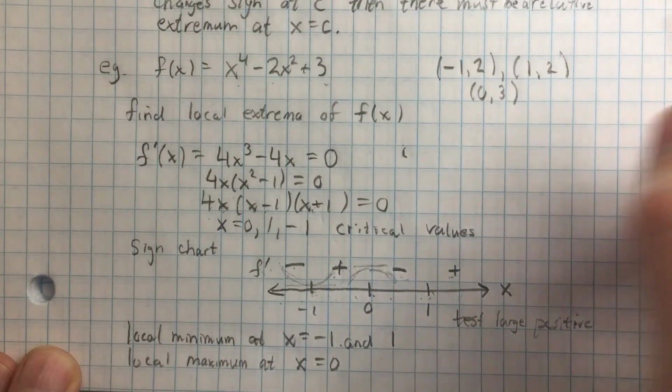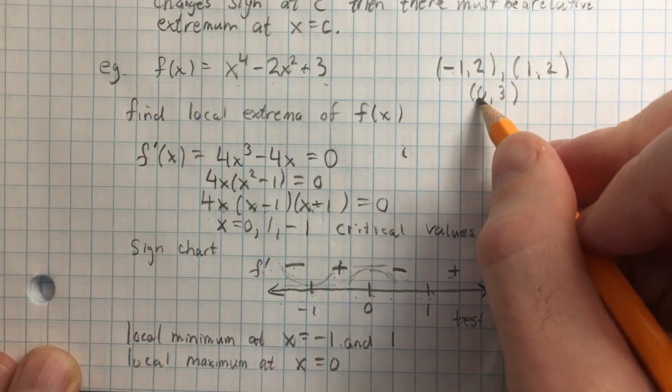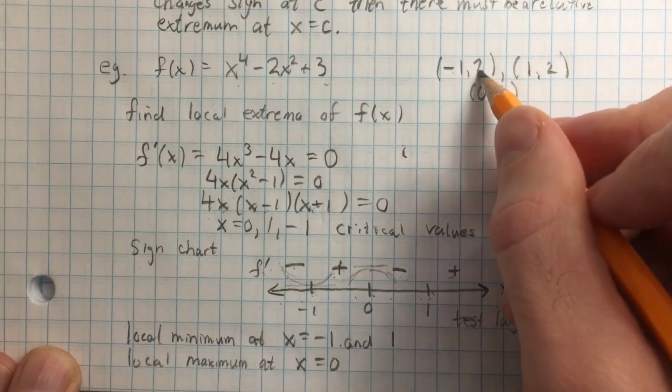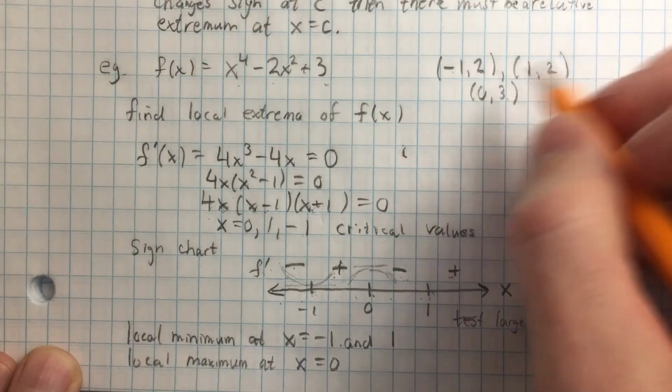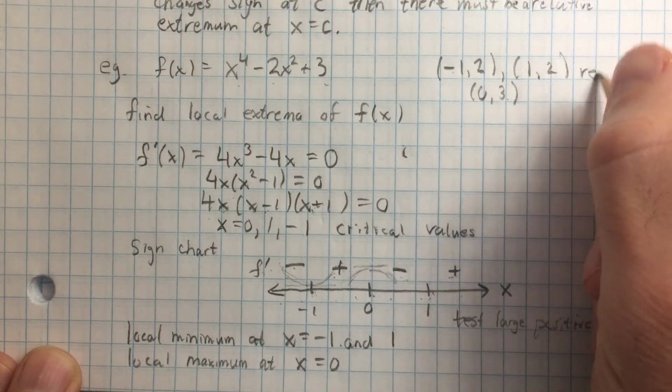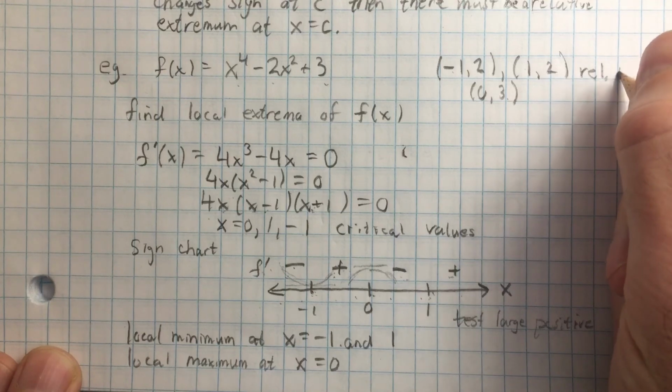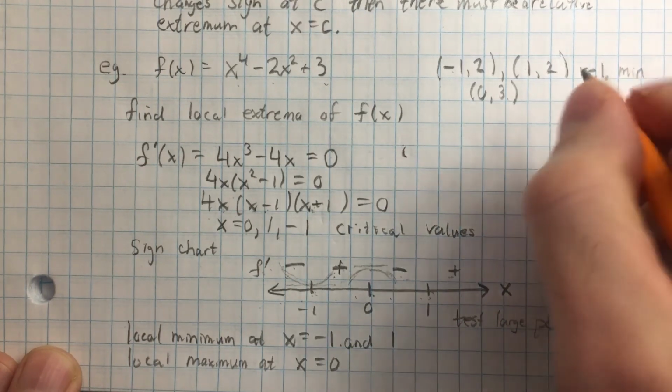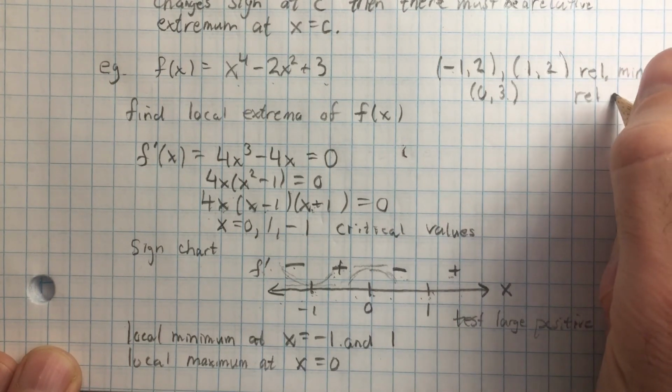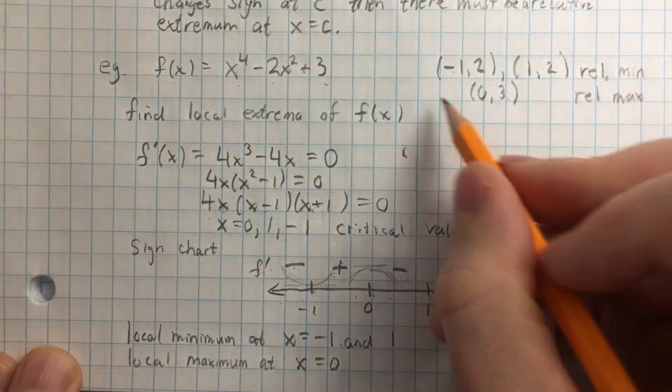Okay. So now I have the locations, -1, 1, and 0, of the local extrema, and I also know the values of the local extrema, 2 and 3. So again, these were relative or local mins, and this was a relative max. And we have the answer to the problem.